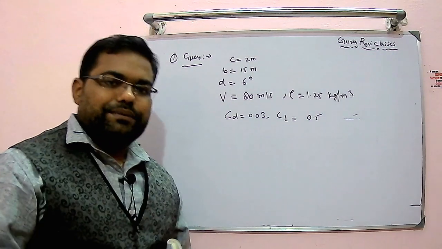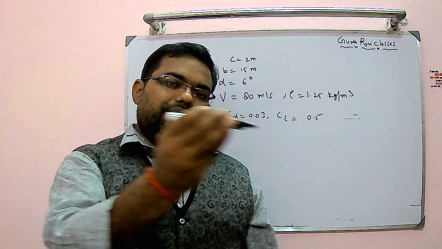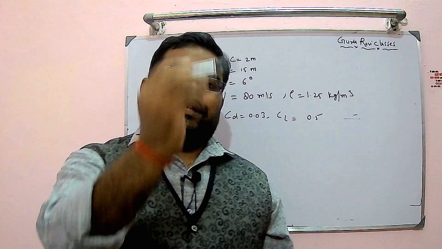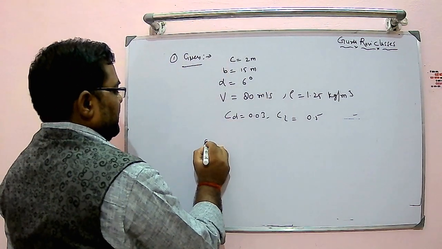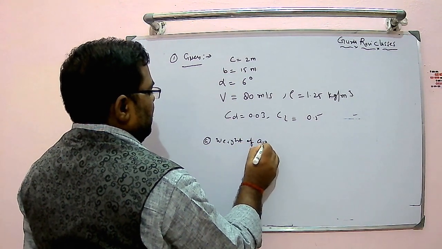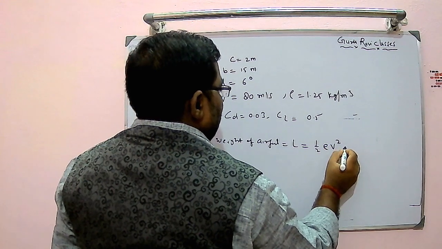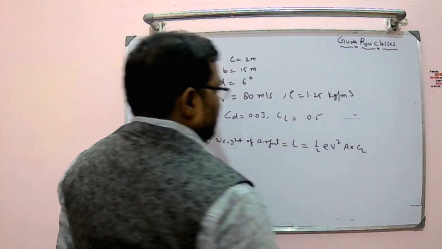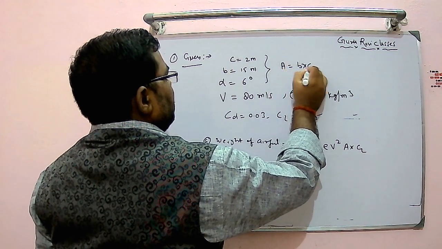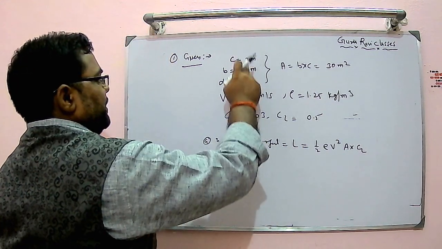The airfoil is traveling, so we need to assume it is in steady horizontal flight. In steady horizontal flight, lift will be equal to the weight. So the first thing being asked, the weight of the airfoil, is equal to lift, which is half rho V square area into CL. And area you can calculate from here. Area is equal to B into C, that means 30 meter square, right?